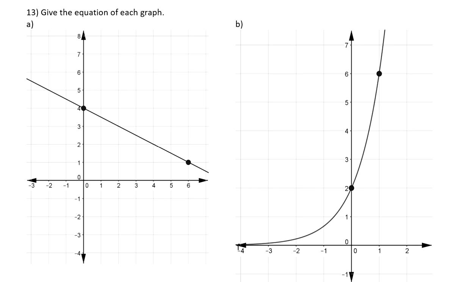This first one is linear. I can see with my eyes that this is a straight line. Furthermore, I can see that I have a y-intercept of 4. So I know that that parameter b would have to equal 4.